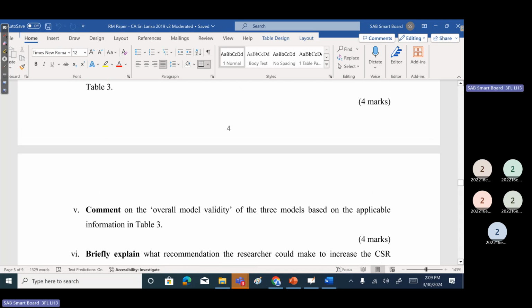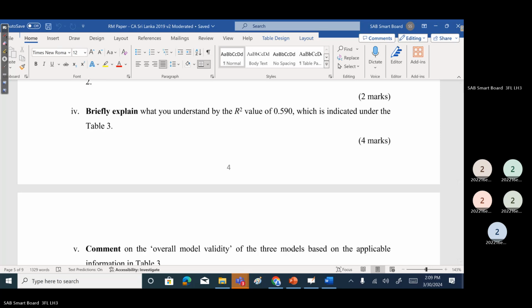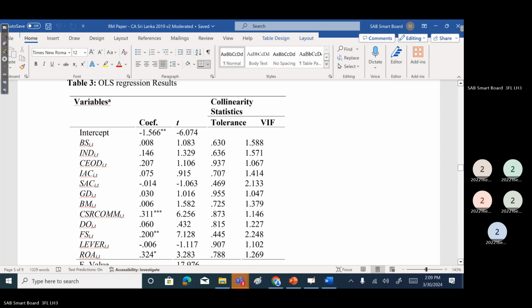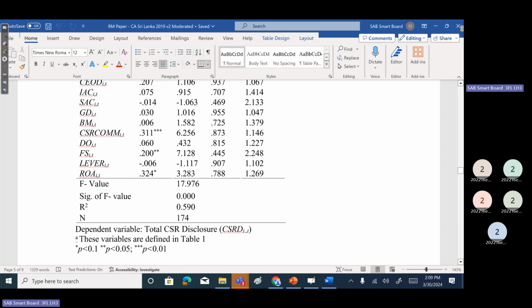Comment on the overall model validity by looking at the appropriate information in table 6. How do we know the overall model validity? What statistic are we looking at?